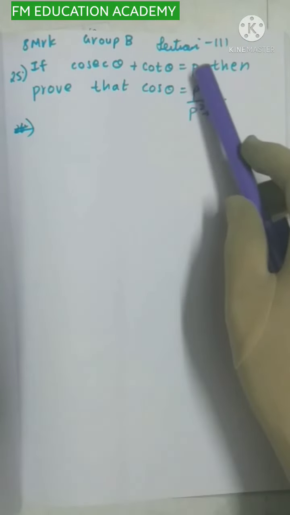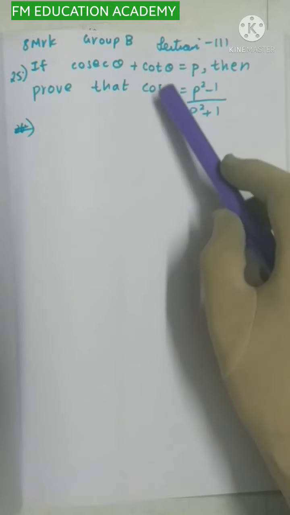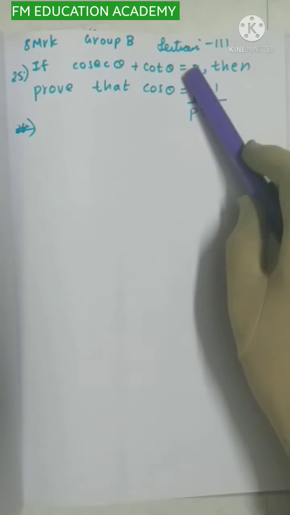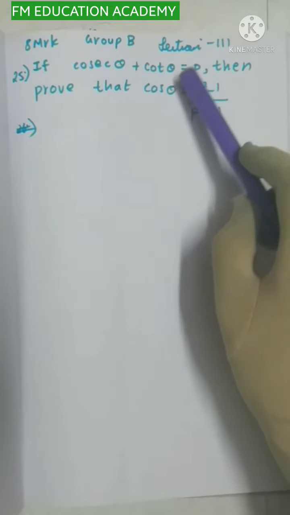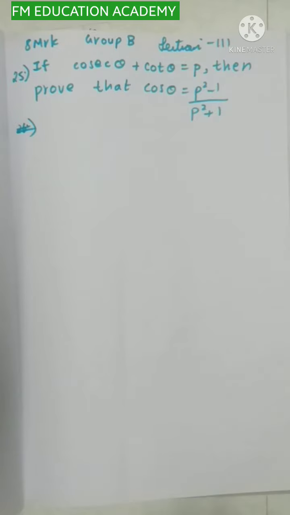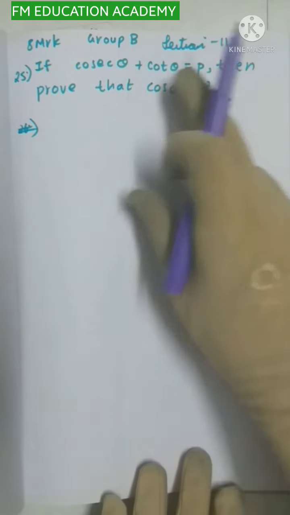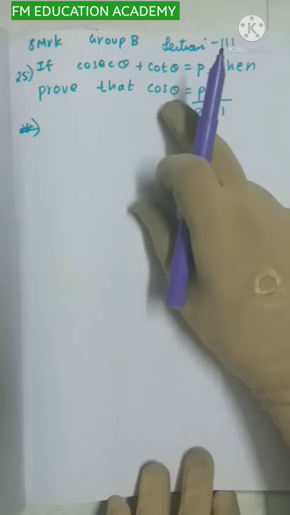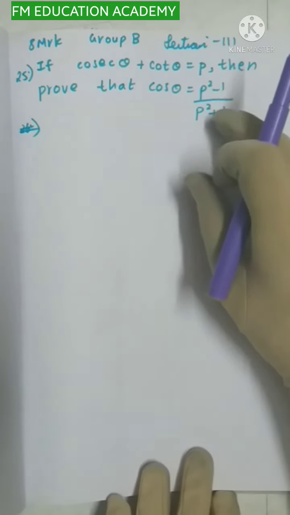Question 25: if cosecant theta plus cot theta is p, then prove that cos theta is equal to (p square minus 1) by (p square plus 1). Here there was a printing mistake in the question paper; actually it is p only here. Cosecant theta plus cot theta is p. So what is given? The value of cosecant theta plus cot theta is given as some variable, and you have to prove that cos theta is equal to (p square minus 1) by (p square plus 1).